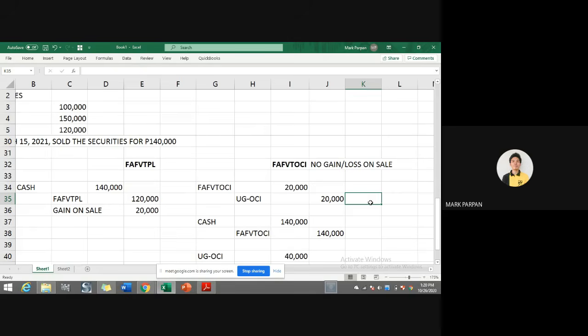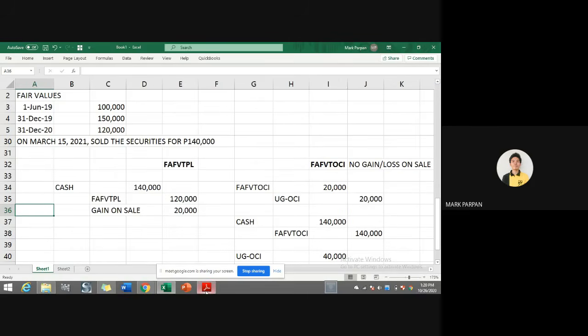So what we will do is remeasure it before we sell it, so that its carrying amount equals the selling price. Then, after they are equal, you sell it. Debit the cash, the selling price, and credit the FVTOCI for 140,000. Okay, so I hope that's clear.